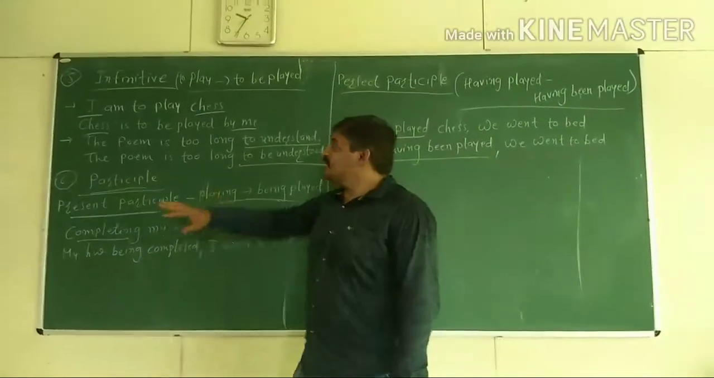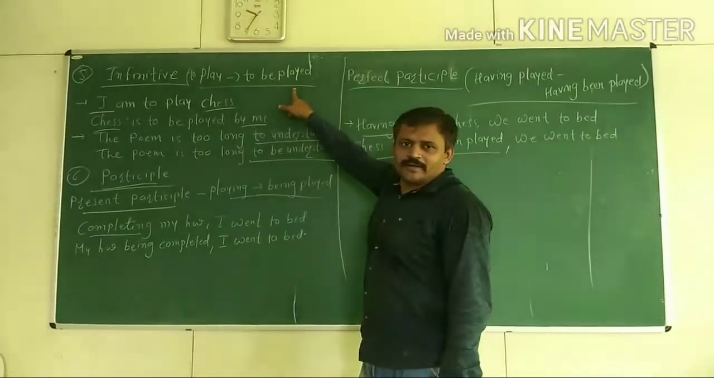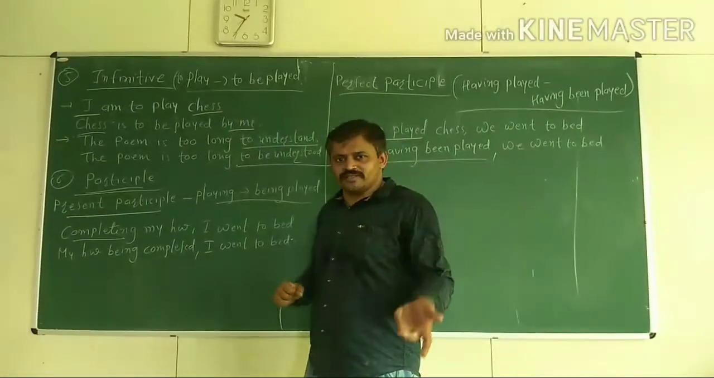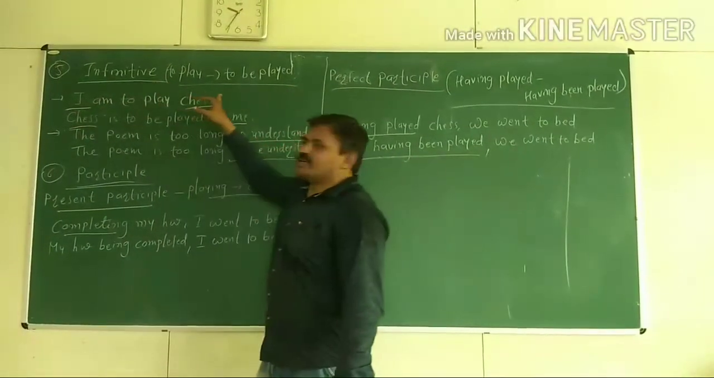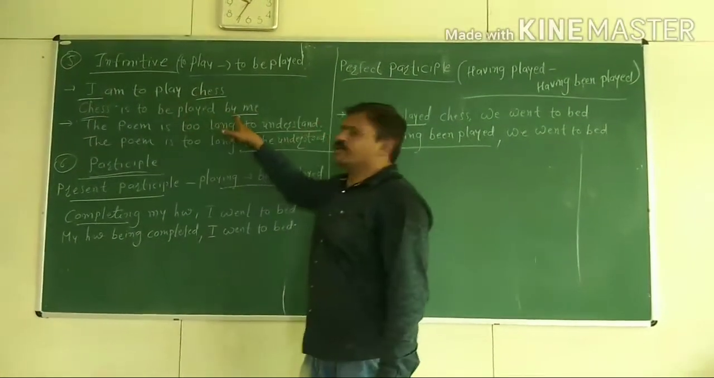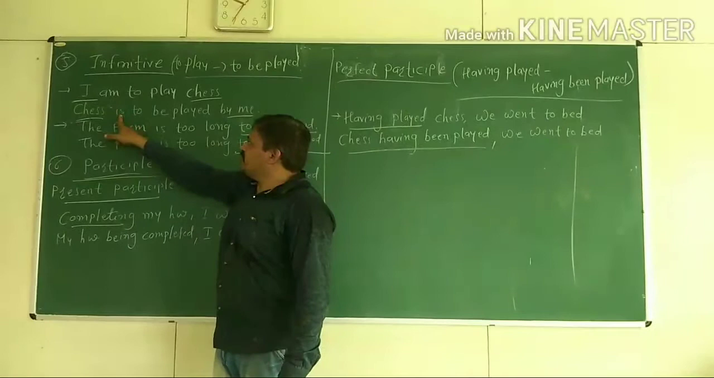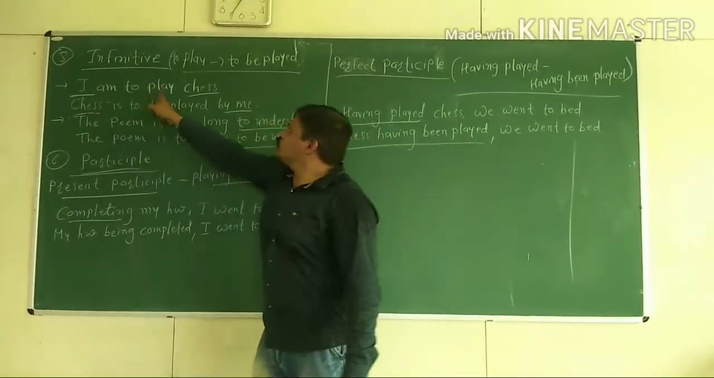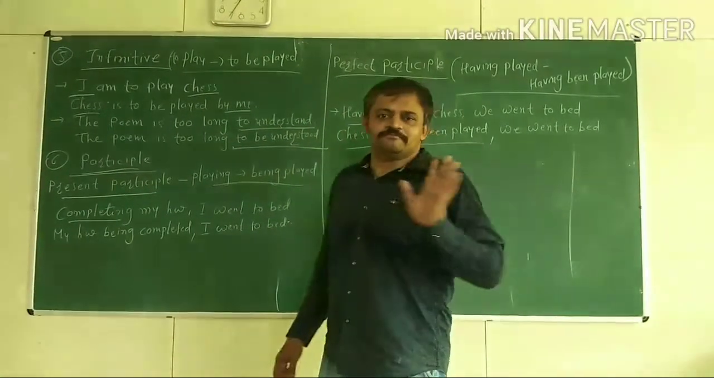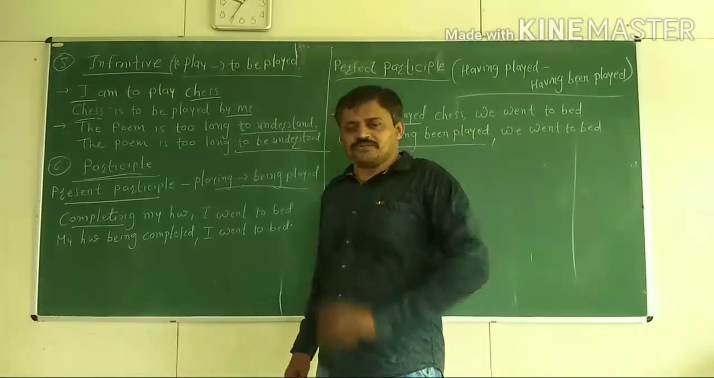Now the fifth type of sentence is the infinitive. The verb in the active is to play and in the passive is to be played. Here is an example: I am to play chess, meaning I am going to play chess. The subject is I, the object is chess. So they are replaced. Here chess is written, and here by me is written. Now the verb changes. We have written is because the subject is chess. To play becomes to be played. So the sentence becomes chess is to be played by me. This way we can make the infinitive sentence into passive.